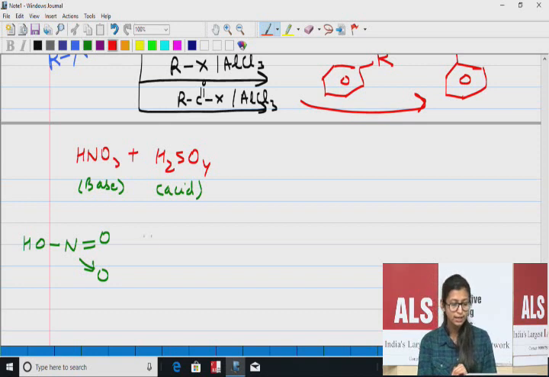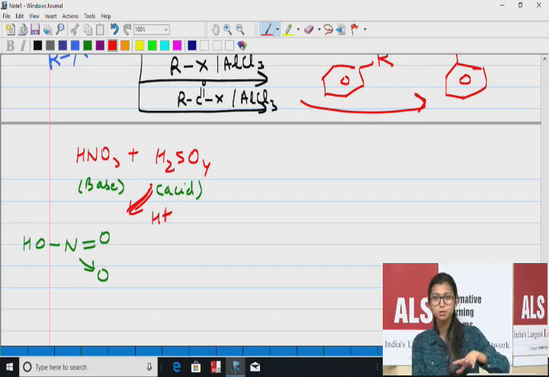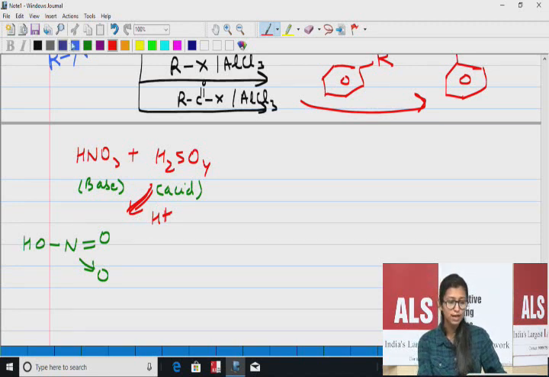Now, I get a lot of H plus from this one. This is a source of H plus ion because it's a very good acid. H2SO4 is producing a lot of H plus ion. So, what will happen? This H plus will go and attack the lone pair of this oxygen, okay. It will go and attack over here.